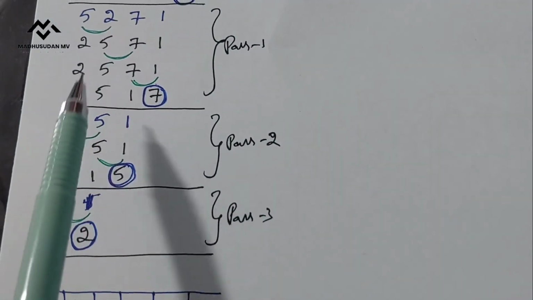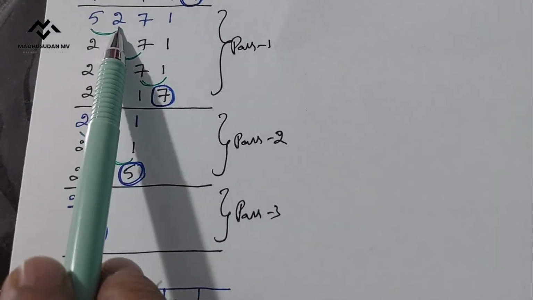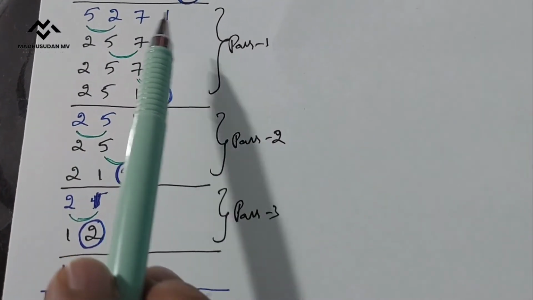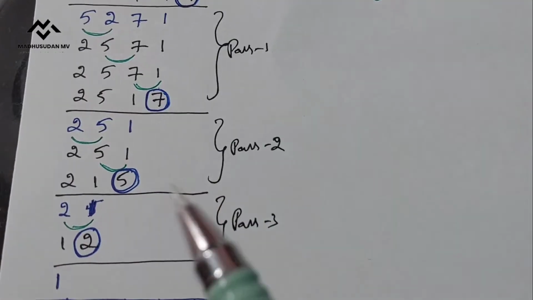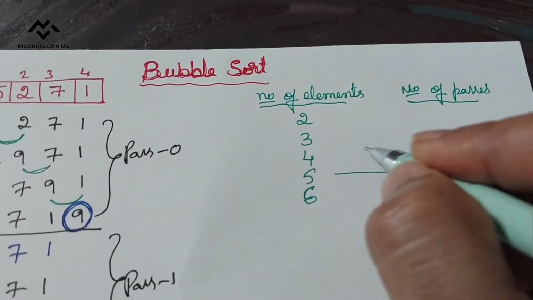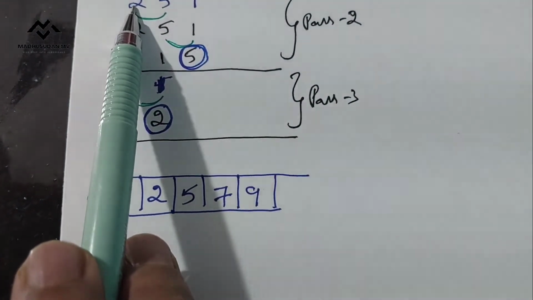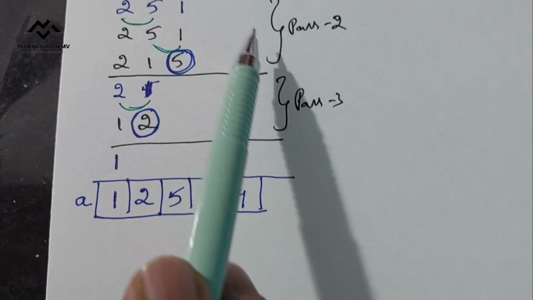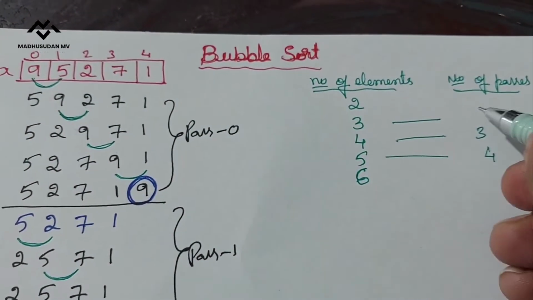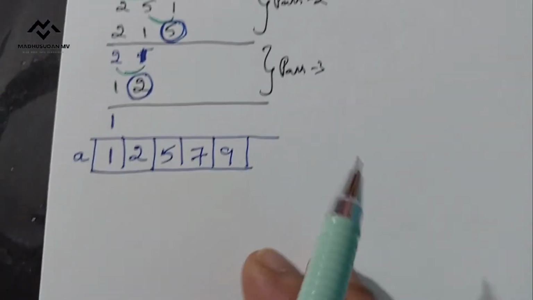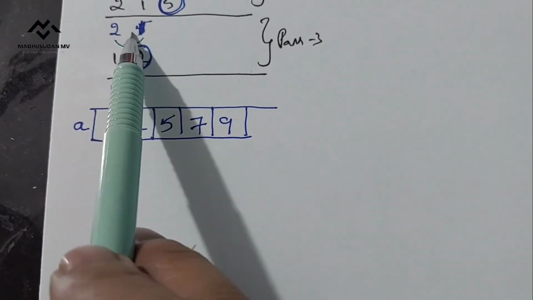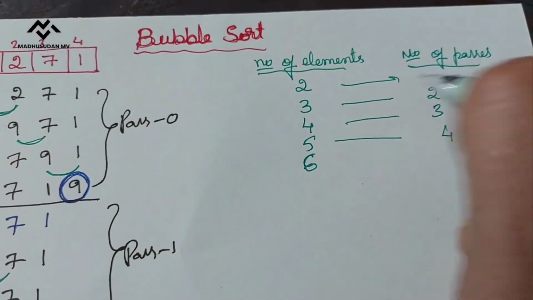So if we take only 4 elements, see 1, 2, 3, 4, then we have 1 pass, 2 pass, 3 pass. So for 4 elements, 3 passes. Similarly, if you take only 3 elements, 2, 5, 1, how many passes? 2 passes. So for 3 elements, we took only 2 passes. Similarly, if you take only 2 elements, how many passes? Only 1 pass.